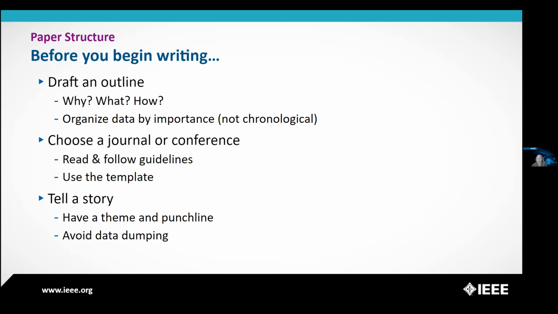Also, I encourage you to choose a journal or conference as early in the process as possible, so that you can read and follow the guidelines. You can use their template. You can understand how papers that are published in that particular journal are positioned, so that you can position your paper accordingly for the appropriate audience. And just remember, you're telling a story. This is not a big data dump, right? You have to explain what's going on and tell a story in your paper.